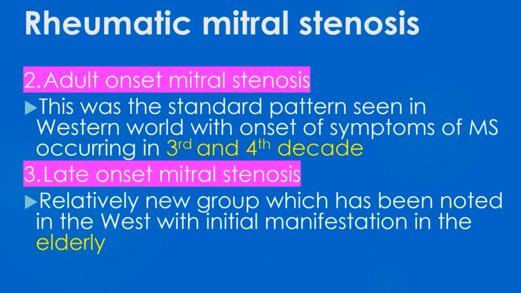This was the standard pattern seen in the Western world, with onset of symptoms of mitral stenosis occurring in the third or fourth decade. 3. Late onset mitral stenosis. This is a relatively new group which has been noted in the West with initial manifestation in the elderly.